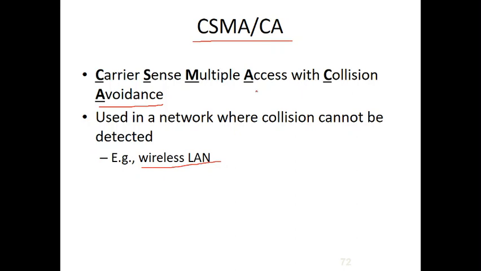So why do we need to avoid the collision? Because in a wired LAN, or whenever there is a physical link between the devices, it is easy to identify the collision based upon the energy level. But in a wireless LAN, it is difficult to identify the collision. So that is why we have to avoid the collision. We have to prevent the collision. It is just like prevention is better than cure.